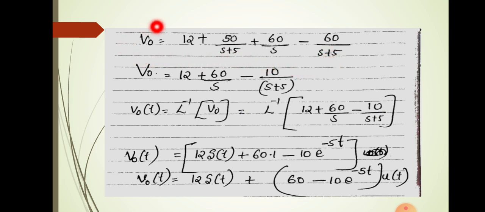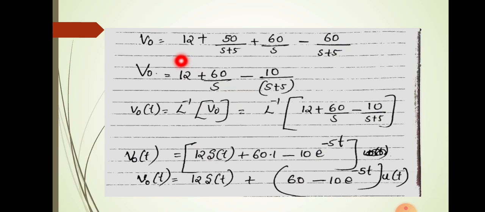So this is the final equation for V0. This is in a proper form so that we can find the inverse Laplace transform easily. So we can write V0 equal to 12 plus 60 by S minus 10 by S plus 5. So finding the inverse Laplace transform, you know that there is a 12 quantity. What is the inverse Laplace transform of 12? Inverse Laplace transform of 12 is 12 into del of t.